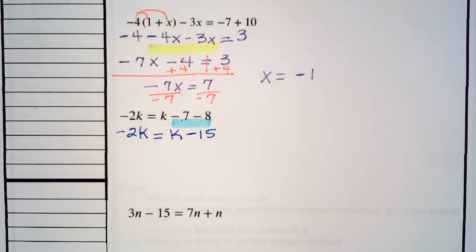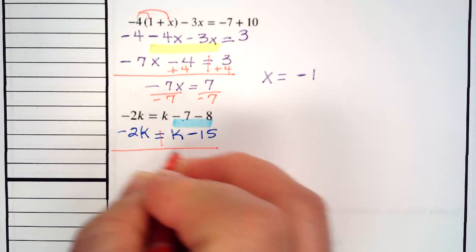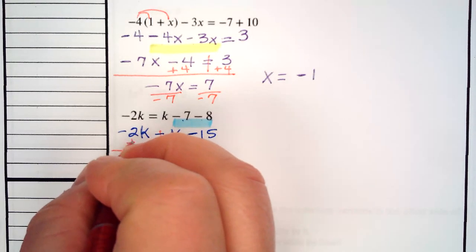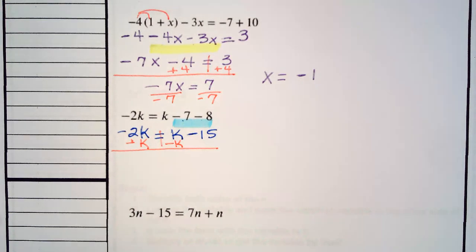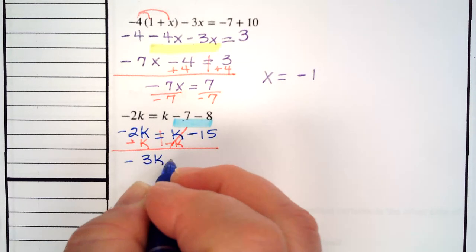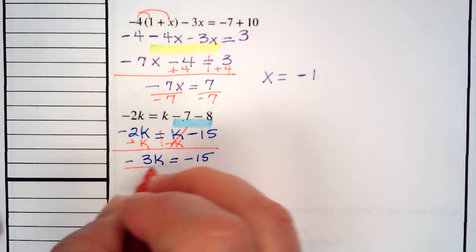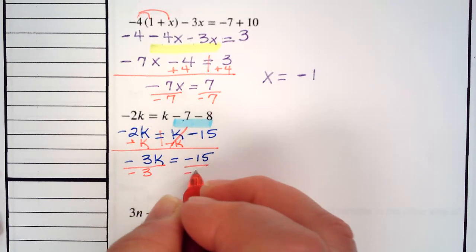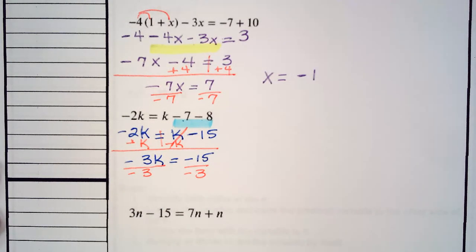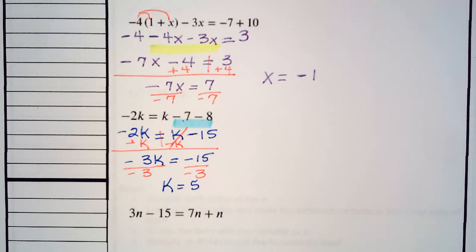So, I'm ready to solve. I've got to subtract k from both sides, so I get all my variables to the same side. I've eliminated it here. Negative 2k minus 1k is negative 3k, is equal to negative 15. Divide both sides by negative 3. And k is equal to 5. And that would be a positive 5.